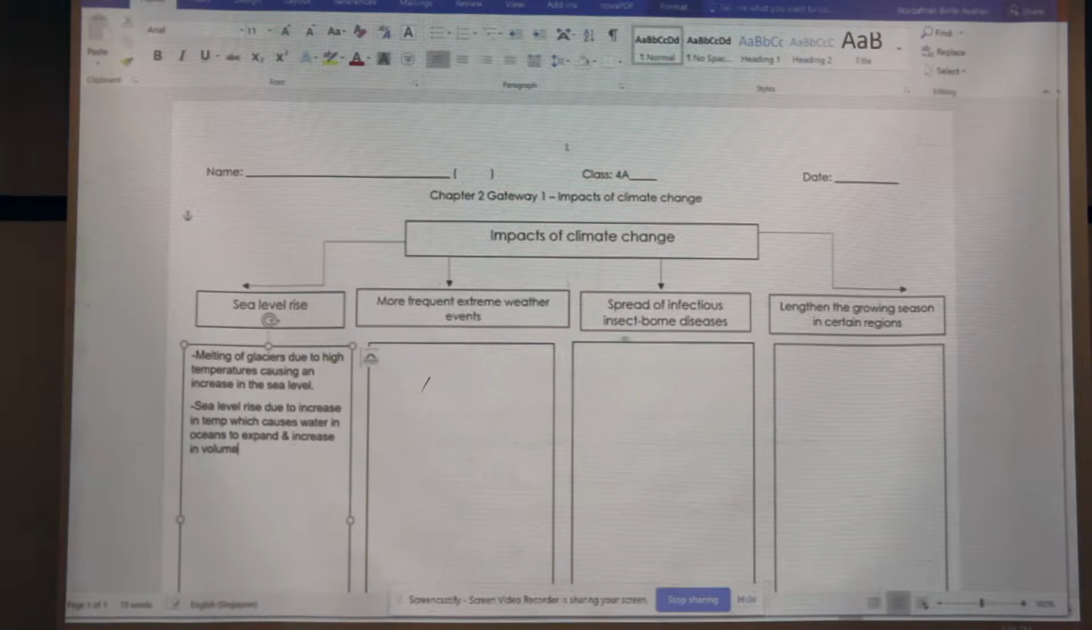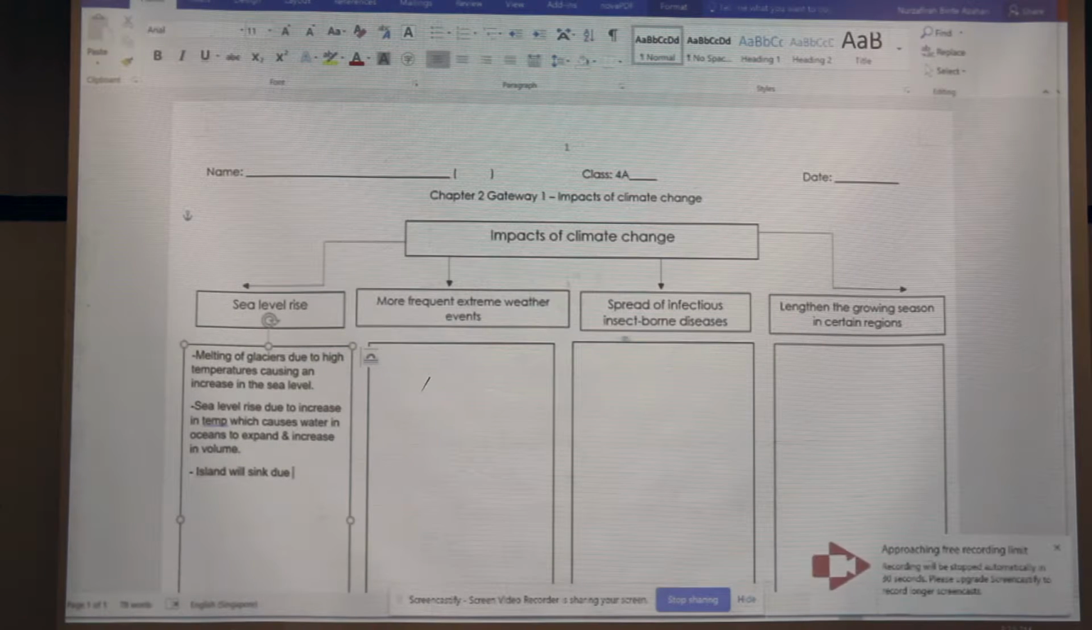Why is this rising sea level bad? Yes, it could consume most of the land, and the amount of land will be less. Okay, why would the amount of land be lesser? Yes, the island will sink. Okay, the increase in water level will result in an increase in height, and if the water reaches beyond a certain level, it will result in flood.